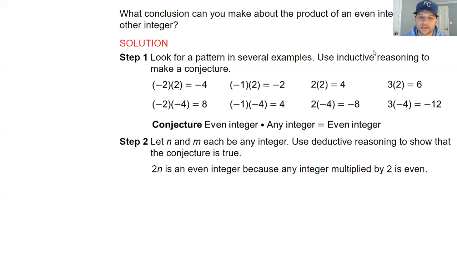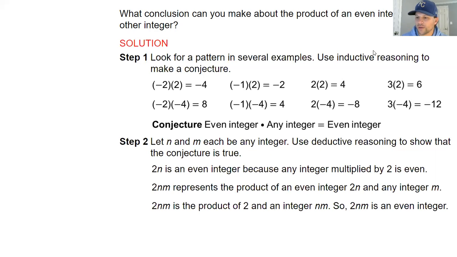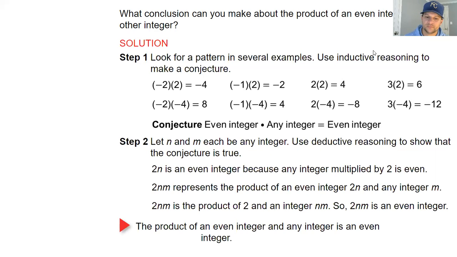So 2 times any number is an even integer because any integer multiplied by 2 is even. 2 times any number n times any other number represents the product of an even integer, 2n, to make an even number, and any integer m. You're putting the 2 and the n together because you know that it's going to be even. So if you multiply 2n times m, that product of 2 and an integer n times m is always going to be an even integer. Okay?